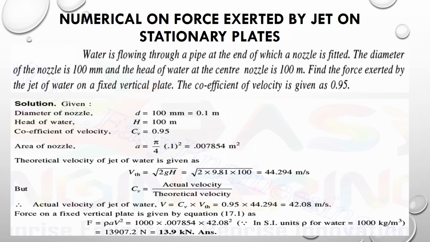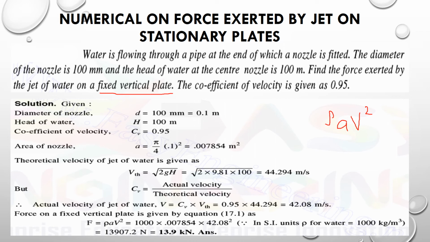So as you can make out from this question, this is a case of a fixed vertical plate. That is our first case. So recall that our equation of force exerted was rho A V square, rho into area into capital V square, where rho is the density, A is the cross-sectional area, and V is the velocity.